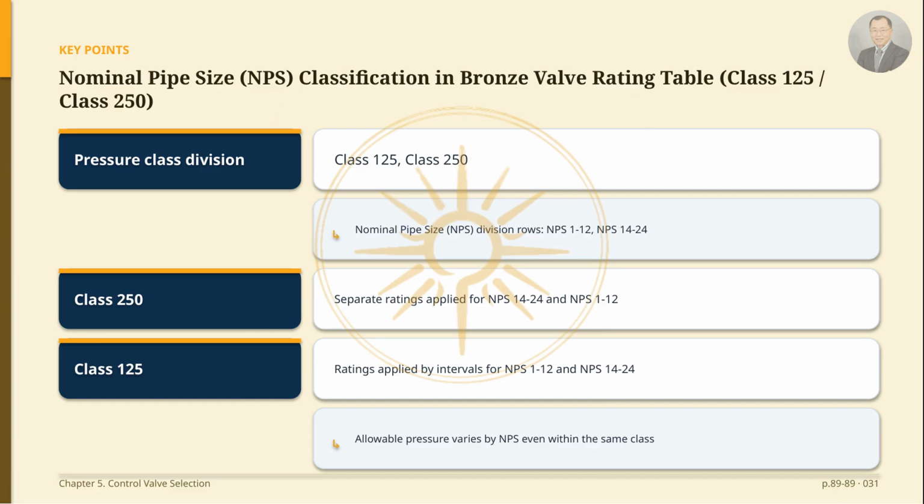In Class 250, the NPS 14 to 24 range and the NPS 1 to 12 range are listed with separate ratings, and the same applies to Class 125, where NPS 1 to 12 and NPS 14 to 24 are distinguished. The key point is that even for the same pressure class, the allowable operating pressure changes as the nominal pipe size of the valve increases, so you must check both the class and the NPS range when reading the table.